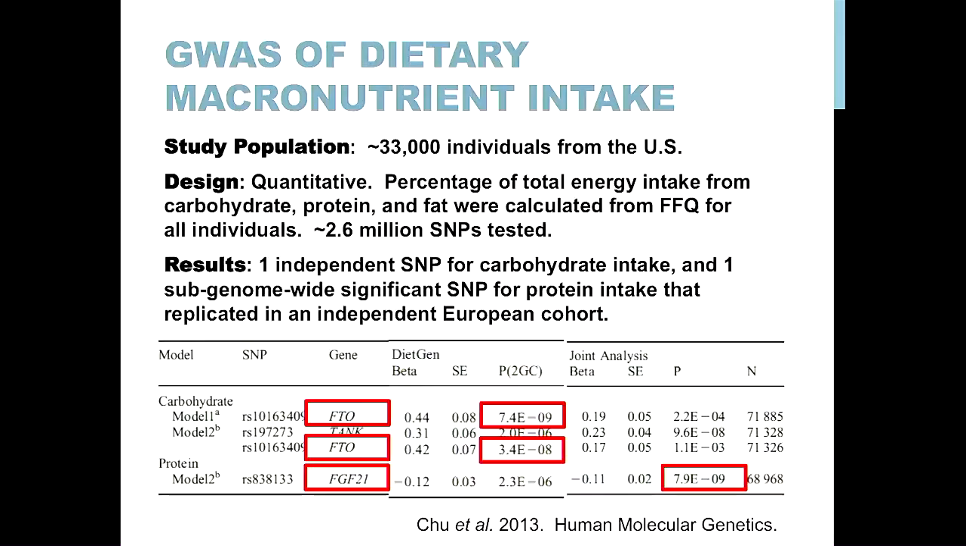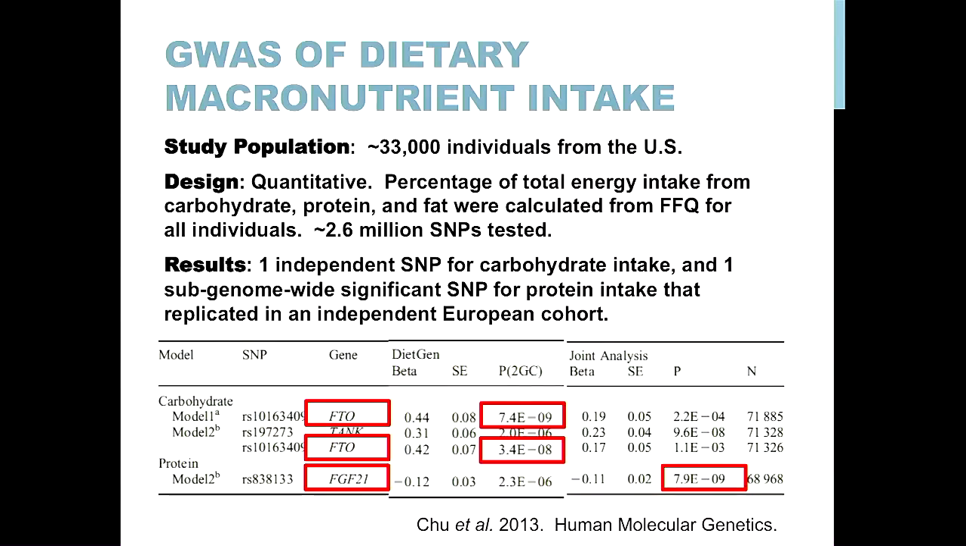Okay. The second one I'm going to talk to you about is a genome-wide association study of macronutrient intake. This study was published in Human Molecular Genetics back in 2013, and it included 33,000 individuals from the US. As opposed to the previous one, this was a quantitative study design, and they looked at the percentage of total energy intake from carbohydrate, protein, and fat, which were calculated from food frequency questionnaires.